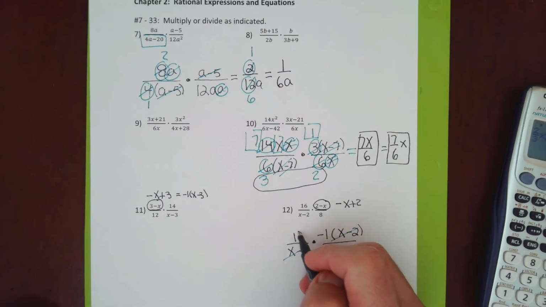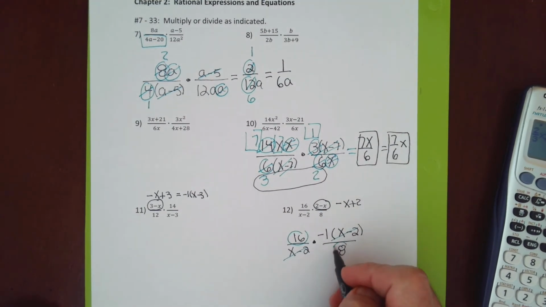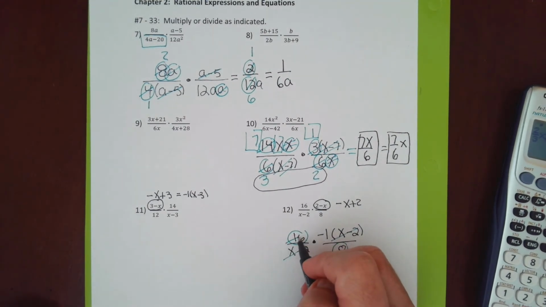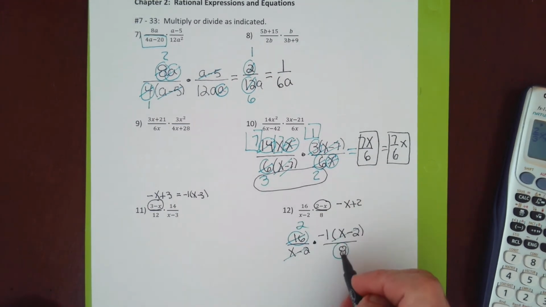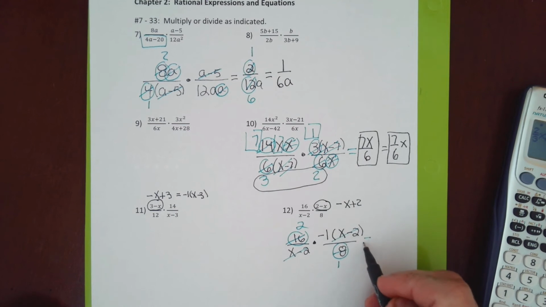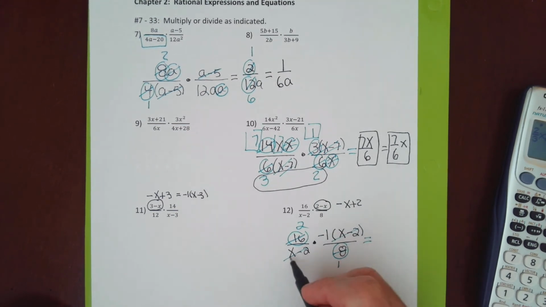The only thing I see obvious to cancel is this 16 and this 8. I'm going to go 16 divided by 8 is 2. 8 divided by 8 is 1. My answer doesn't need to be a fraction because I've canceled that denominator.